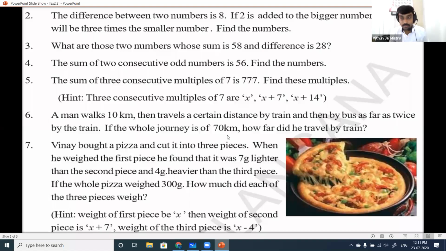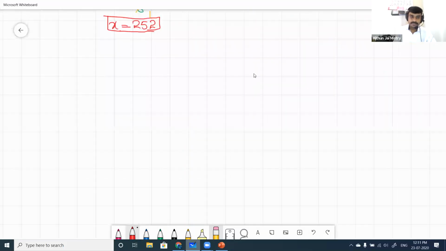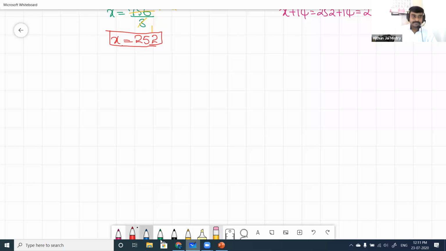But we have to answer only one thing. What is that? How much distance he has traveled by train. I hope you understood. So let me solve this. This is question number 6.